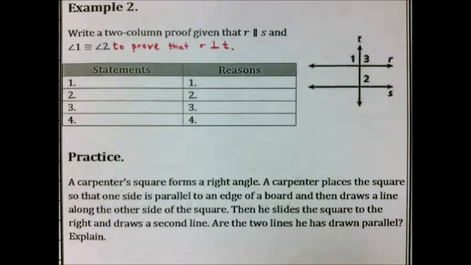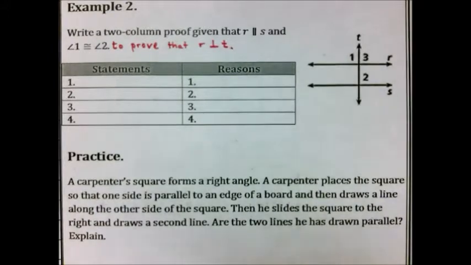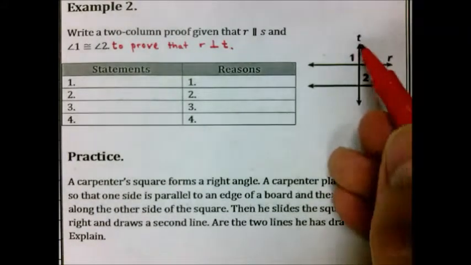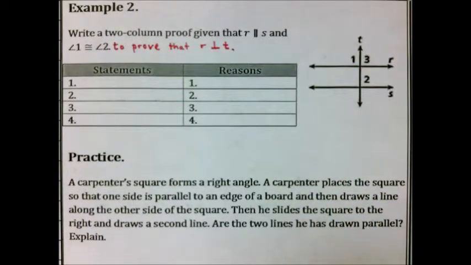Alright, example 2 says that we need to write a 2-column proof given that R is parallel to S and angle 1 is congruent to angle 2. Our whole goal is to prove that line R is perpendicular to line T. So we want to prove this. We don't know it yet, but we want to prove that.